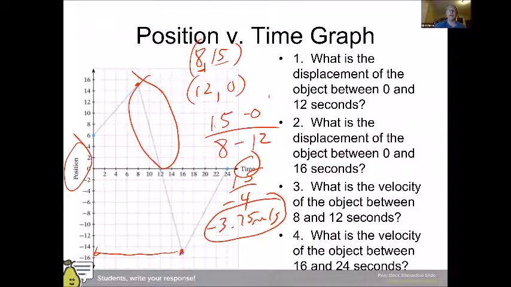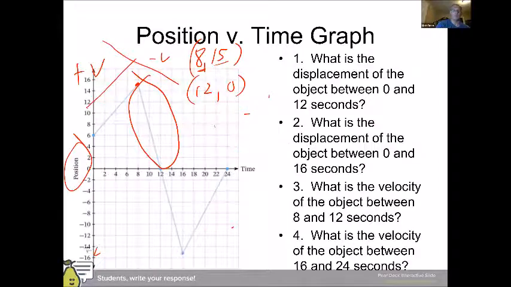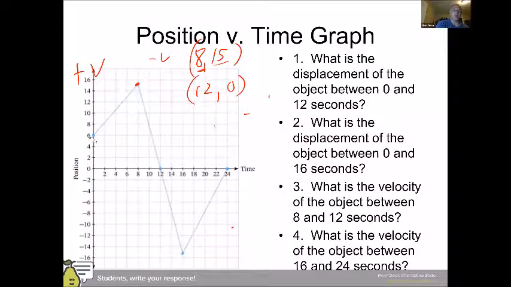Anytime you have a line that is sloping down and to the right, that's a negative slope. If you've got a line that's up and to the right, positive slope. This would be a positive velocity. This would be a negative velocity, assuming we're looking at position time graphs. All right, so let's go ahead and do the same thing with question 4. So again, let me clear off my graph.